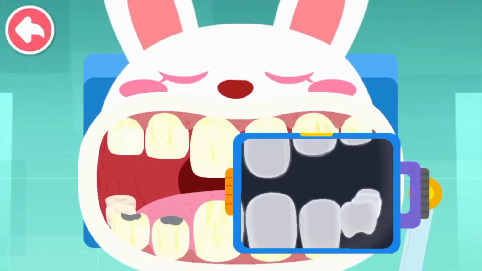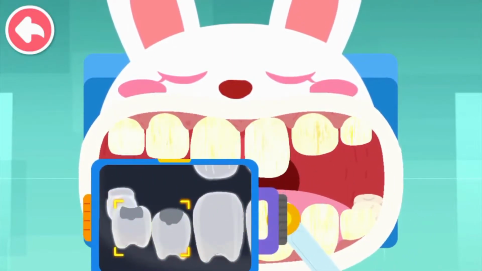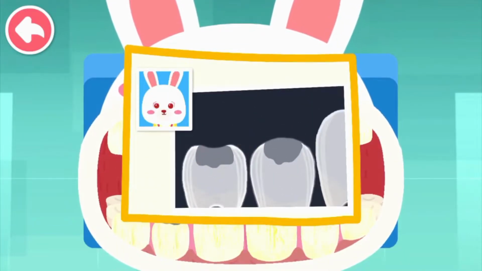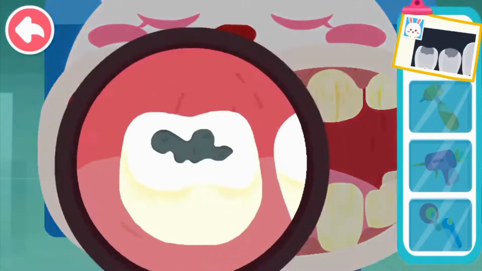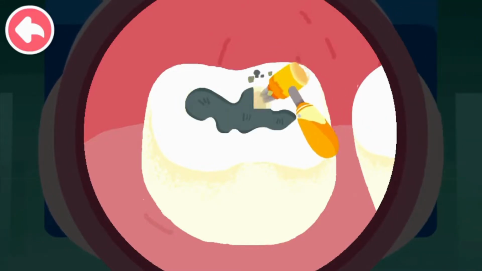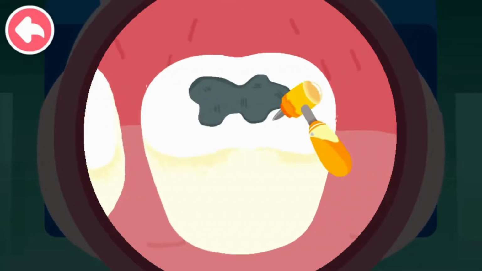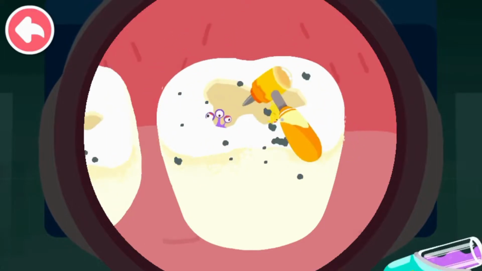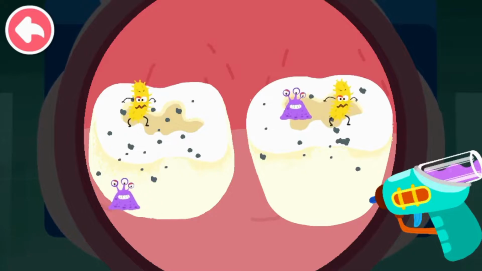Find out the teeth that need treatment. There are small cavities on these two bad teeth and they need to be fixed. First, clean out the black cavities. There is so much bacteria from the cavities. Hurry and clean it up.